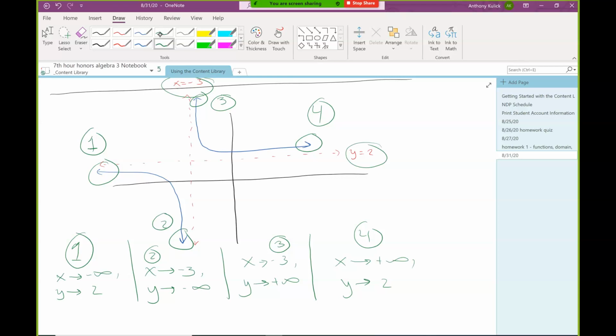So if I look at arrow number 2, we're approaching x from what direction? The graph is coming in from the left, right? So the left x values are negative. So we're going to put a little negative sign as the superscript there.